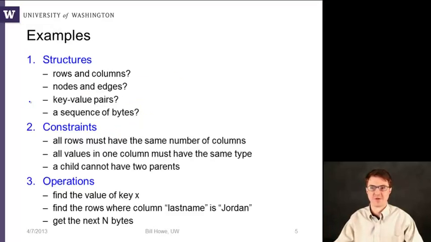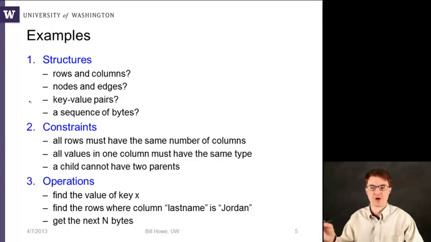So let's see some examples. So your structures might be, as we mentioned, your rows and columns, nodes and edges if it's a graph model. Key value pairs has been popular with the NoSQL movement. Just a sequence of bytes, that might be the structures you have if you're just working with bare files. And then the constraints you might imagine are, all rows have the same number of columns as I mentioned, all values in one column are of the same type.